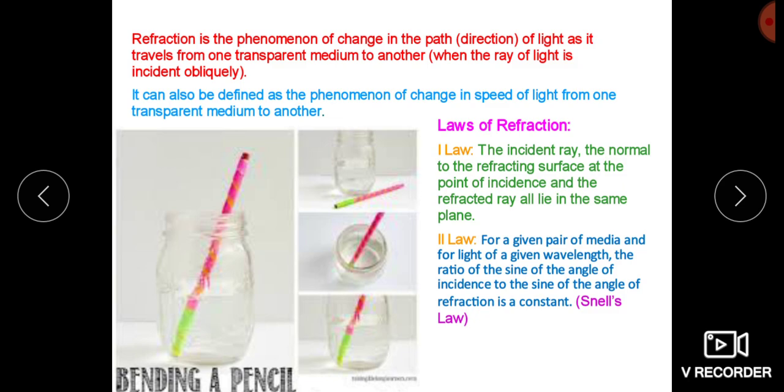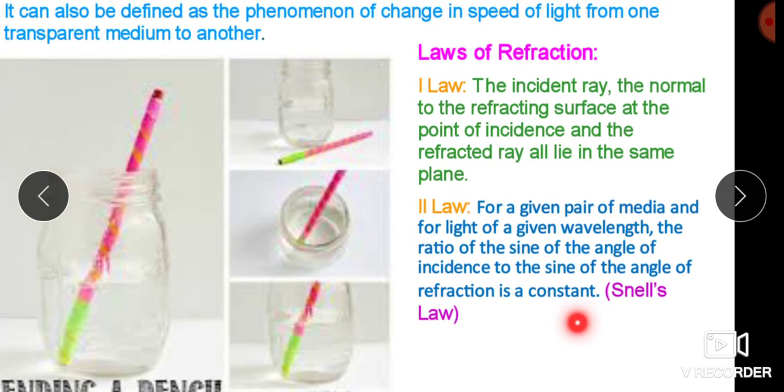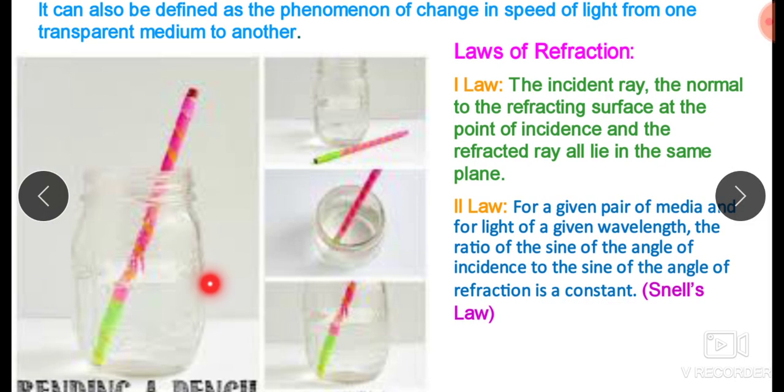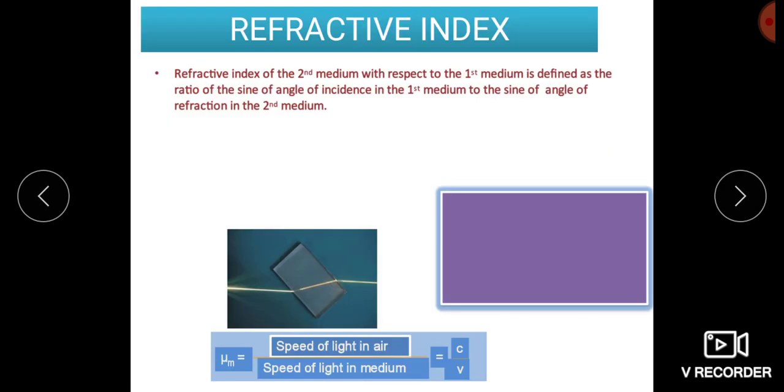This is most important, which we name Snell's law. Snell's law says that for a given pair of media and for light of a given wavelength, the ratio of the sine of the angle of incidence to the sine of the angle of refraction is constant. For a given pair of media, the ratio of sine of angle of incidence to sine of angle of refraction is always constant. That is known as the refractive index.